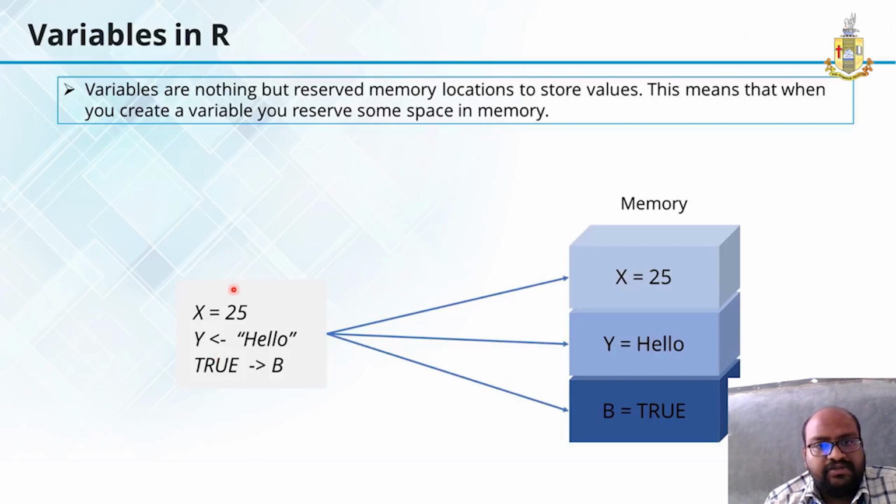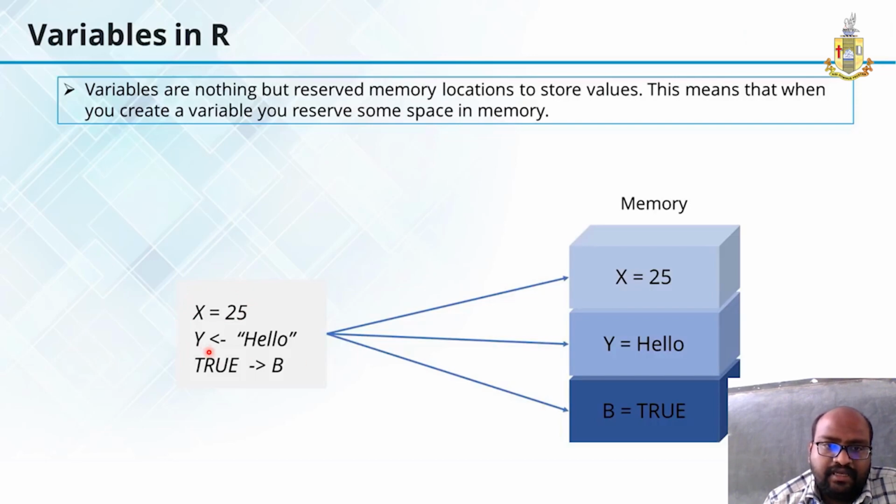So the first notation is equal to, and the next notation is less than, hyphen, or otherwise hyphen, greater than. These are the three notations. All the notations are the same here. So in the first one, x, this 25 is stored in x. Therefore we are assigning this 25 to x. So if you give a statement like this, 25 will be assigned to x.